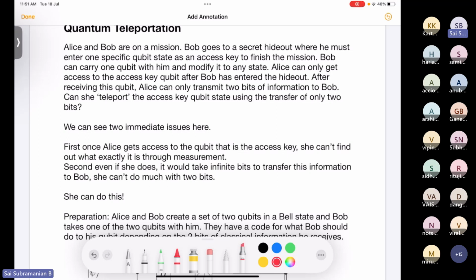She only has access to this access state qubit. And even if she were able to, think of it with something like 1 by root 3 and root 2 by root 3, it would take infinite bits to transfer this information. She cannot do it with 2 bits. How will you inform a set of rational numbers, real numbers, not integers or anything like that, with just 2 bits? You can't. But with quantum computing, you can actually teleport the state if you have some preparation beforehand, like we did earlier.